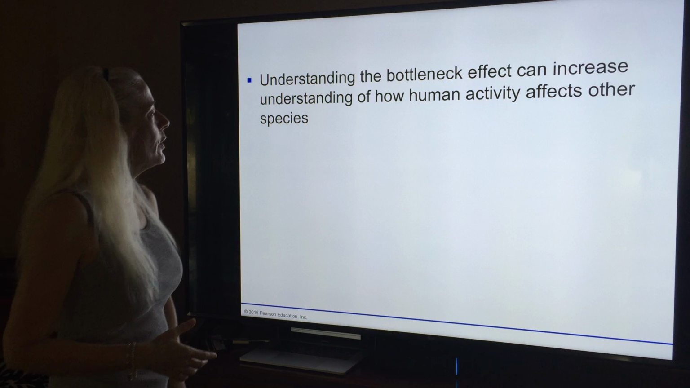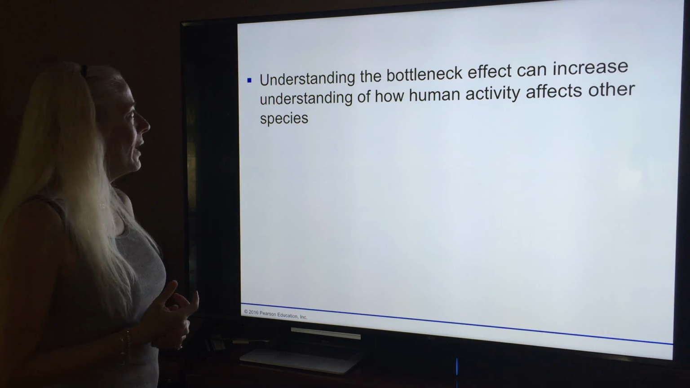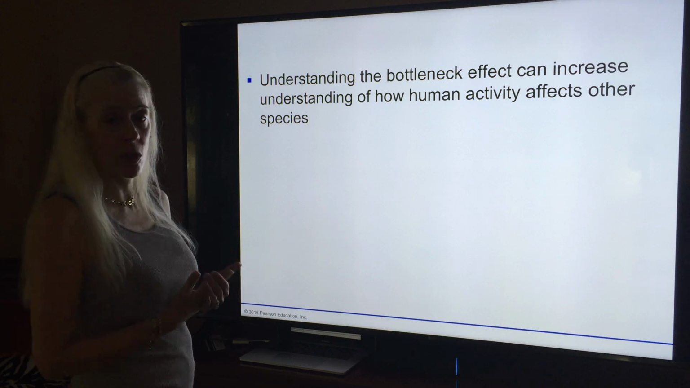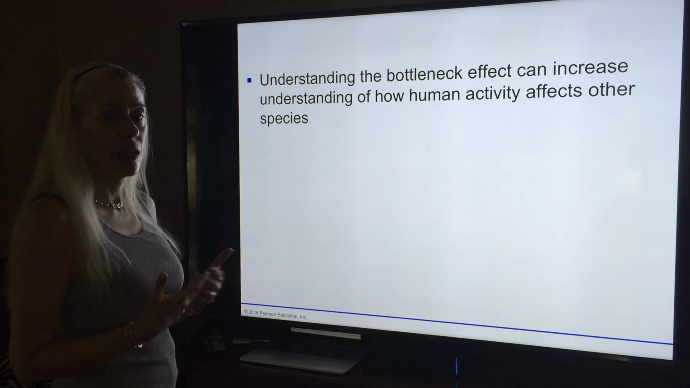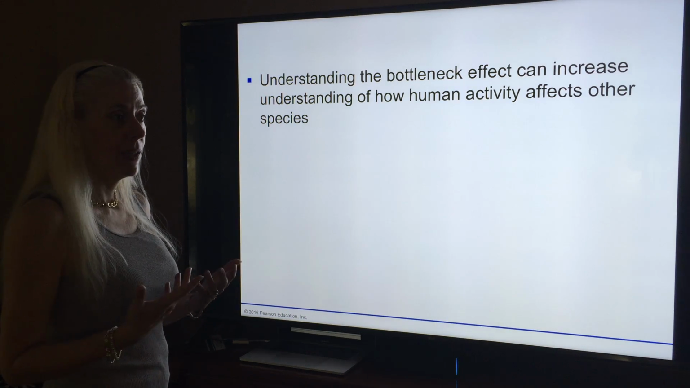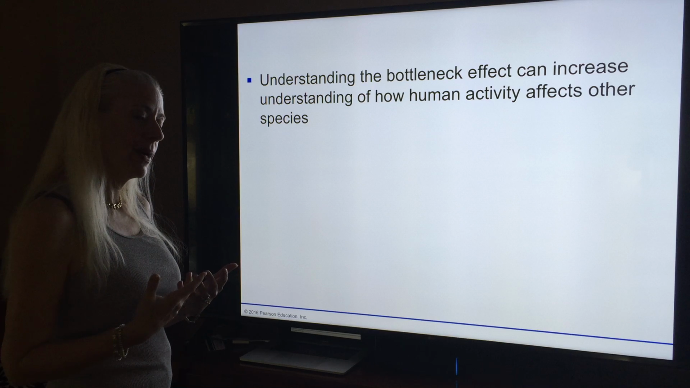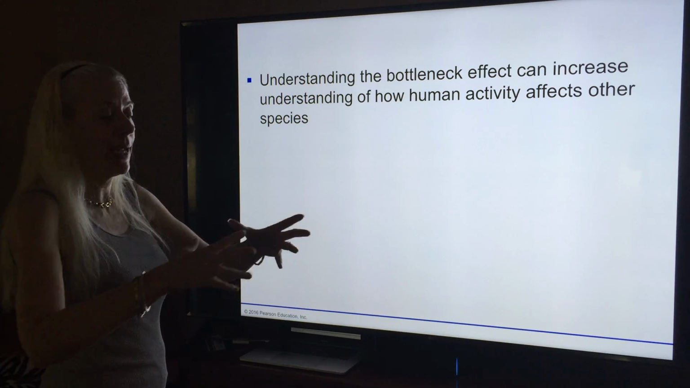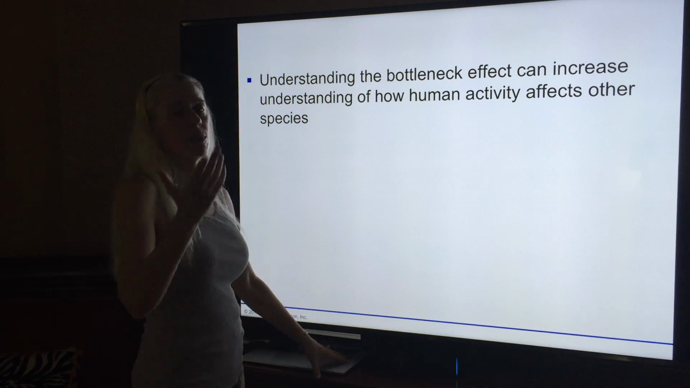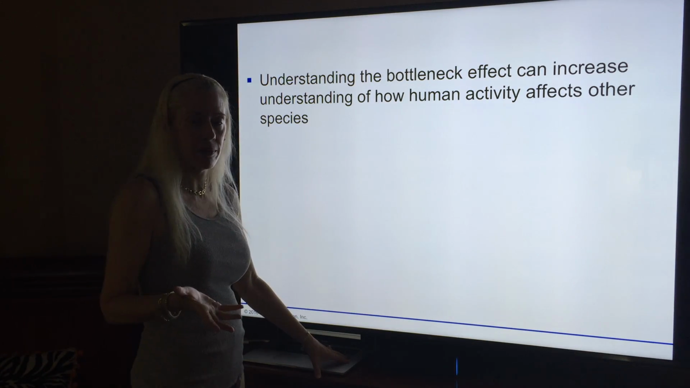Okay. Understanding the bottleneck can increase understanding of how human activity affects other species. Sure, if we start isolating them, we start cutting off their habitat corridors, they can't change genetic, wow, that's a term I'm having. So in other words, they can't breed with anyone outside of their small area that they're stuck in because of things we've done, like, you know, 595.